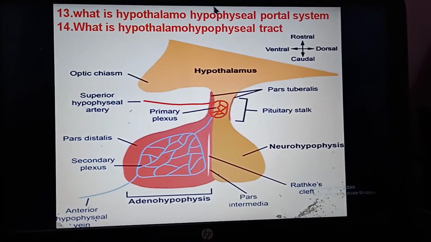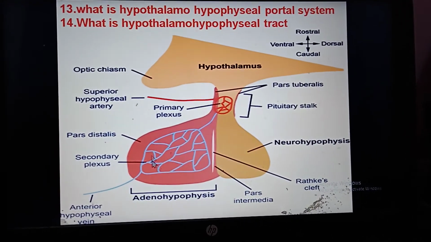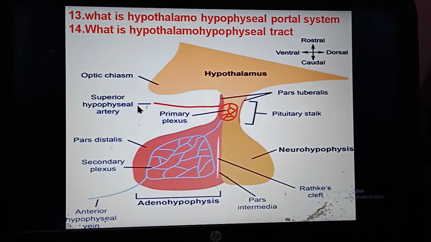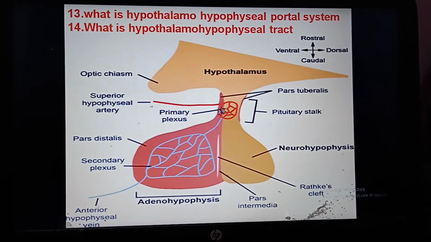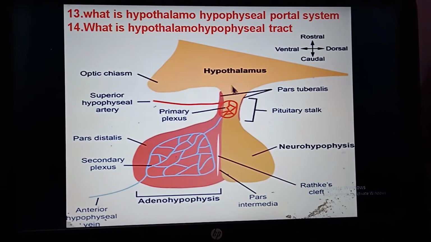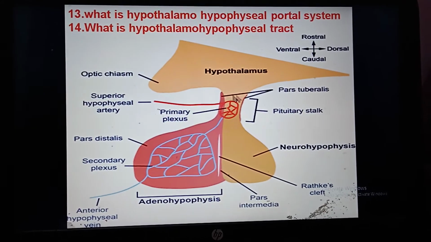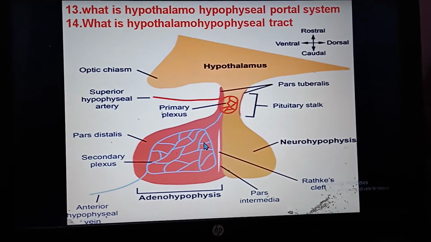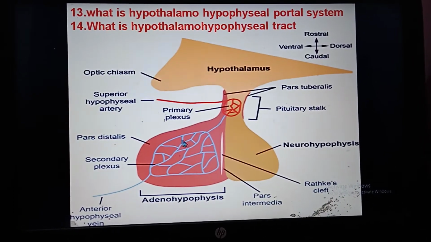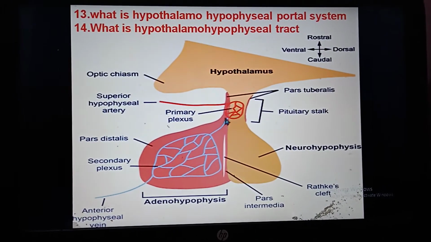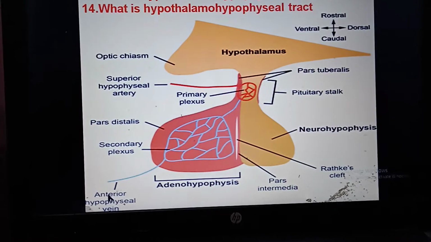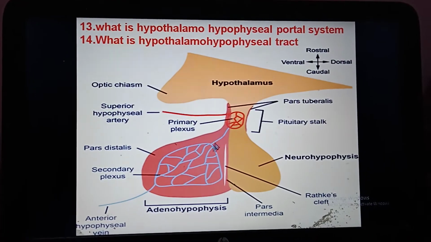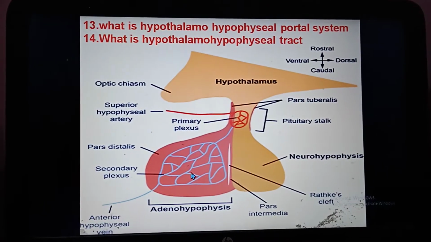What is the hypothalamo-hypophyseal portal system? It regulates the secretion of the anterior pituitary. This is the superior hypophyseal artery. It forms the primary plexus at the region of the median eminence, pars tuberalis and infundibulum. This is connected to the secondary plexus present in the pars distalis via the hypophyseal portal vein. And now the secretion goes into the blood via the anterior hypophyseal vein. This is the hypothalamo-hypophyseal portal system, which is present in the anterior pituitary.